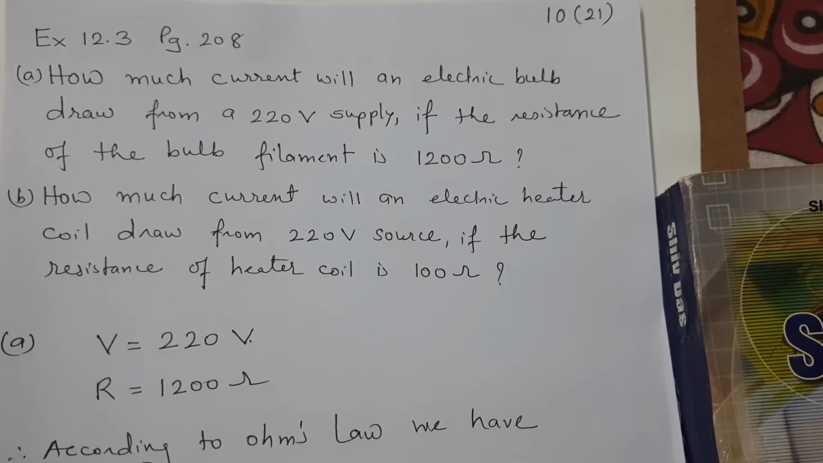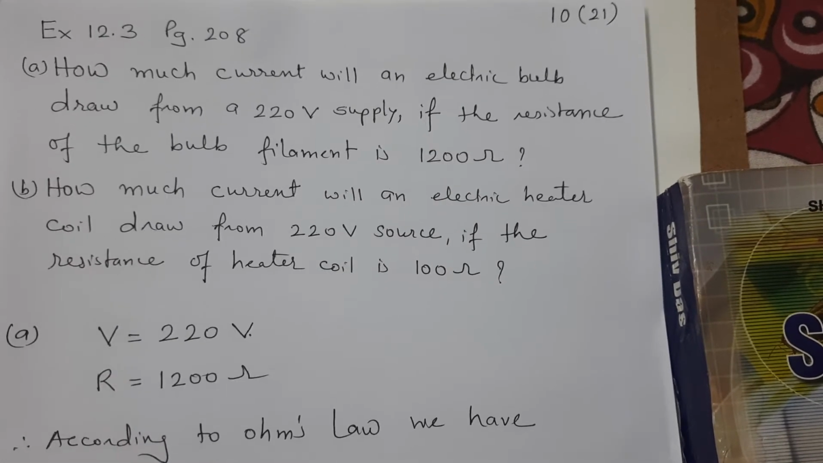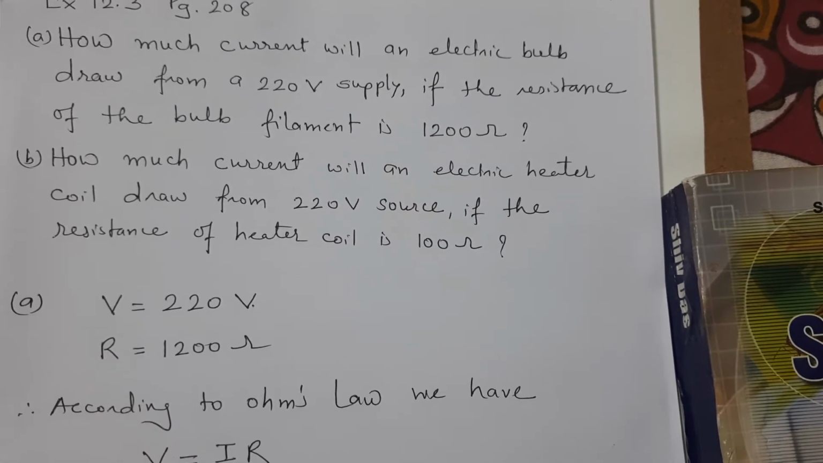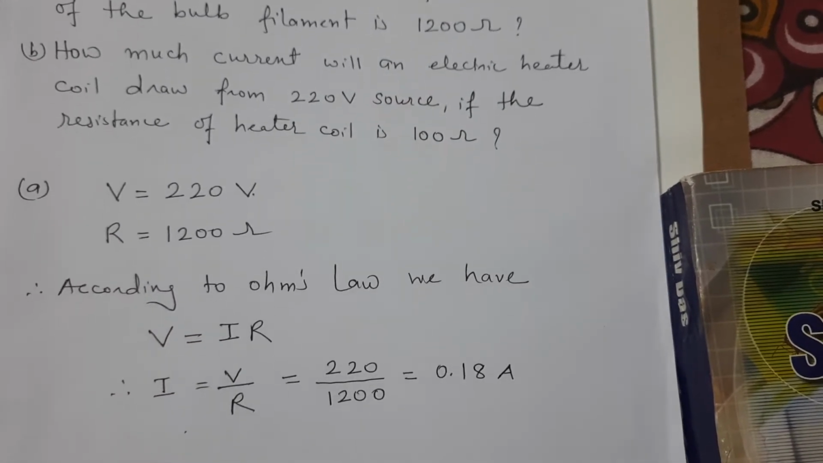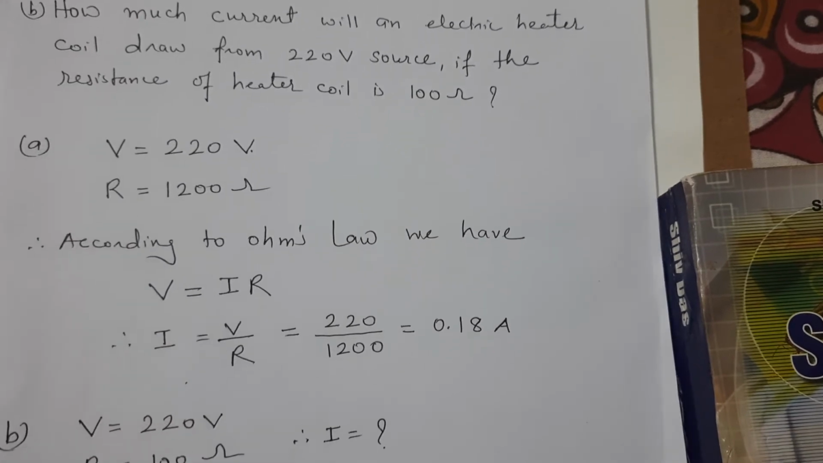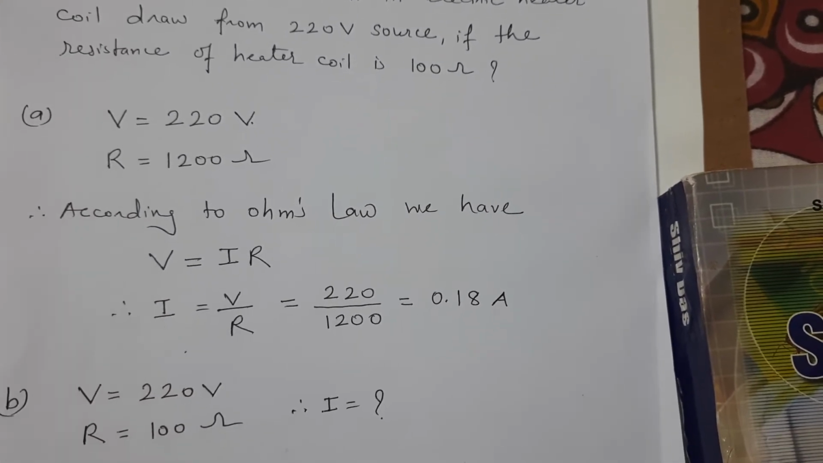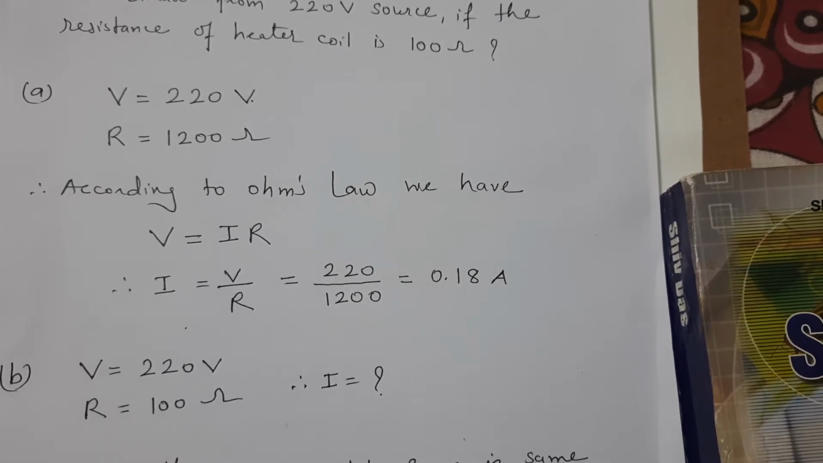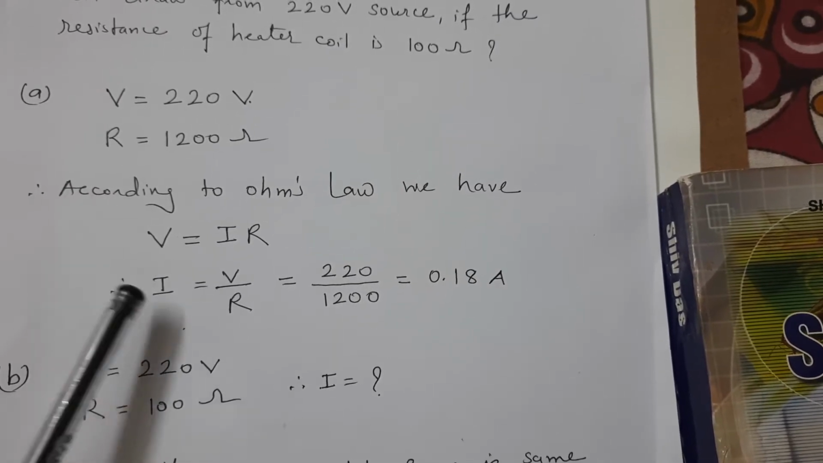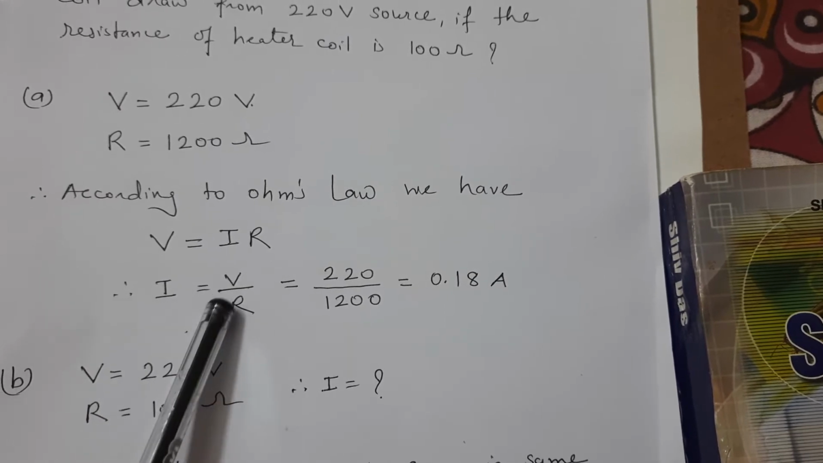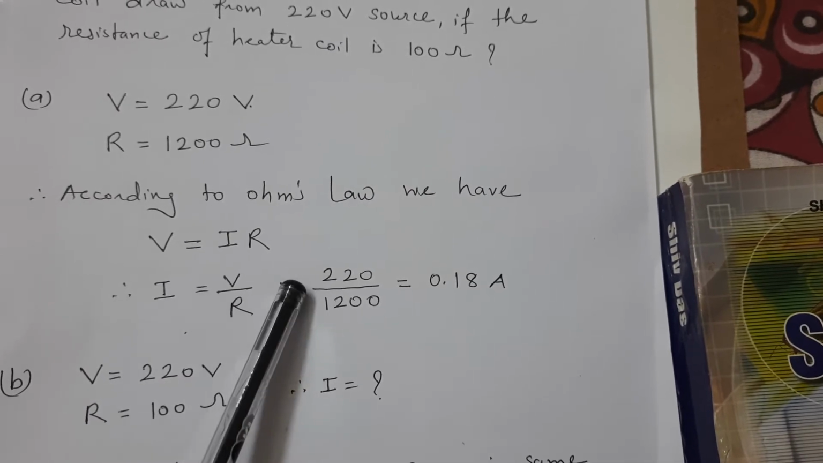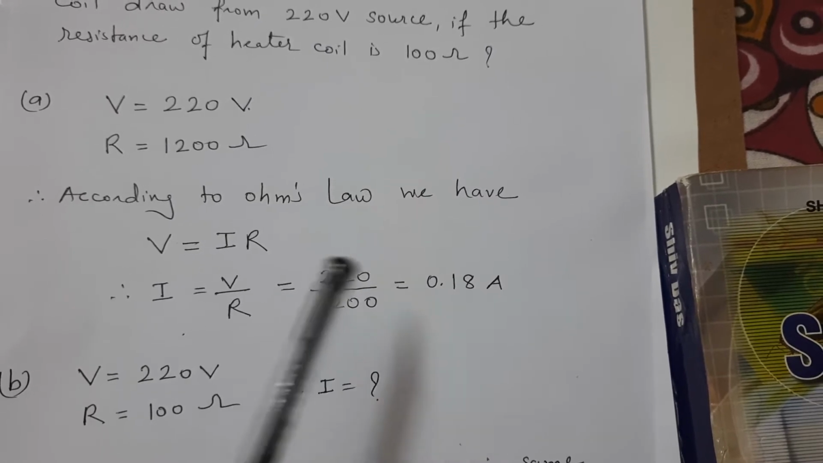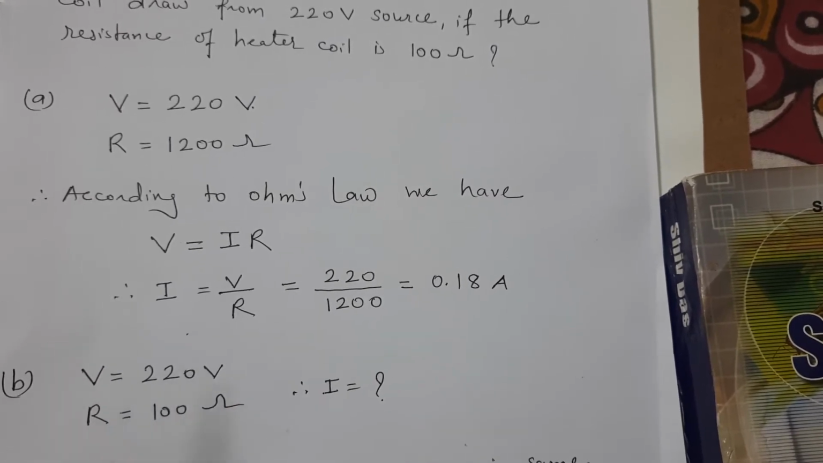V is equal to IR, that is voltage. Potential difference is directly proportional to the electric current passing through the conductor. So here V is equal to 220 volt, R is 1200 ohm. According to Ohm's law, V is equal to IR, so I will be V upon R, that is 220 upon 1200, and when we simplify we get the answer 0.18 A, that is ampere.